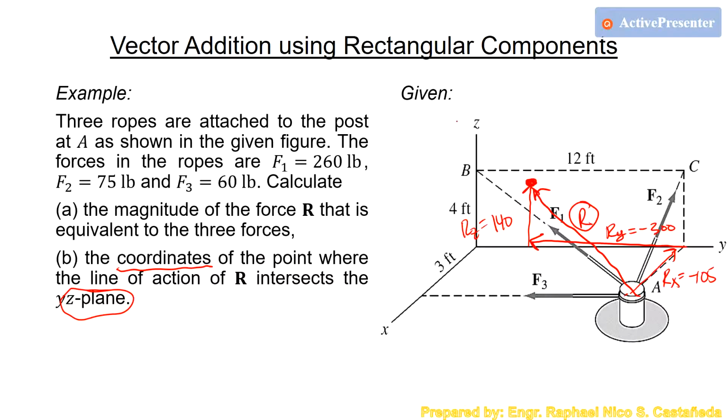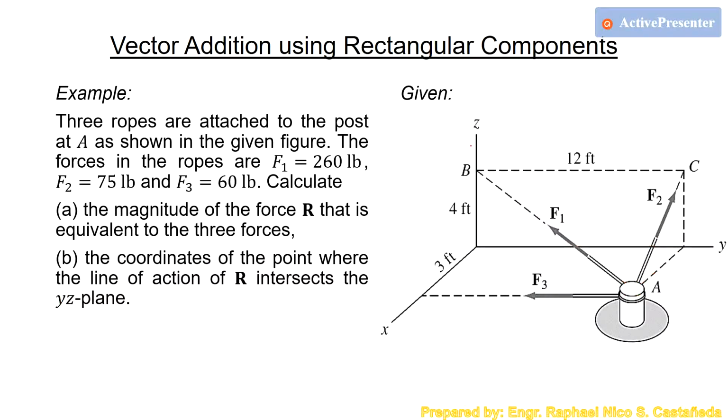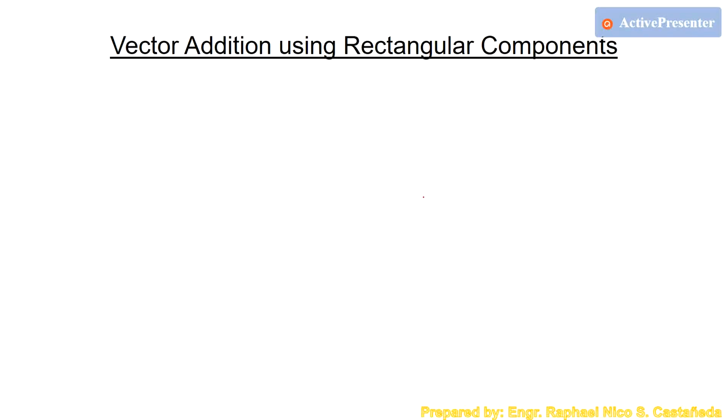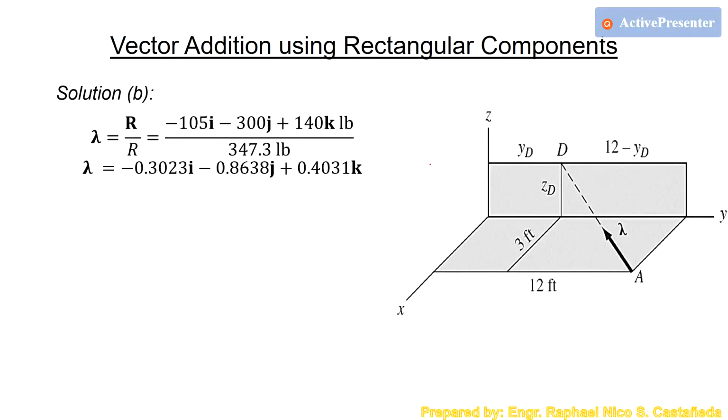To do that, we will use the concept of ratio and proportion. So how will it look? It will look like this. As you can see, we have the unit vector of R, because we already know that this is Rx, Ry, and Rz. This is the direction of R, where it will intersect the YZ plane.